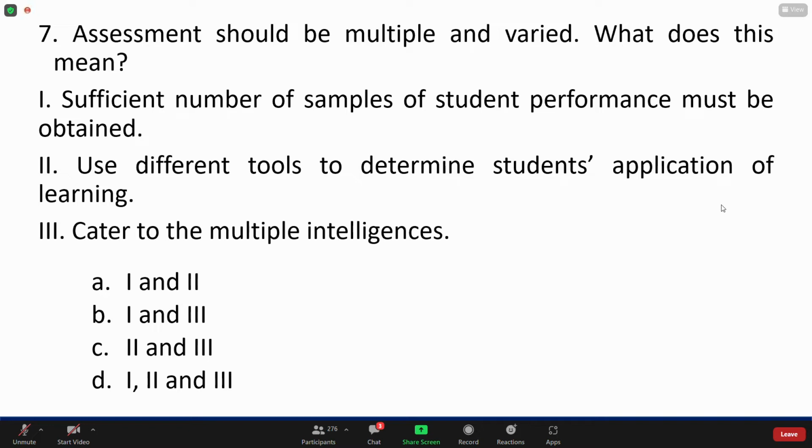Letter A, 1 and 2. B, 1 and 3. C, 2 and 3. D, 1, 2, and 3.